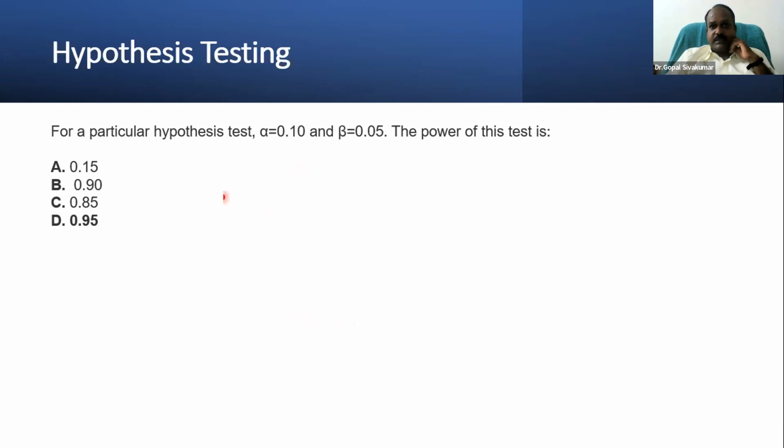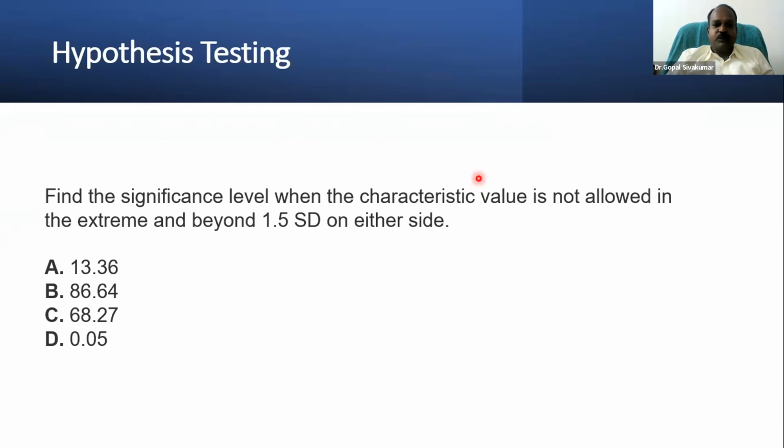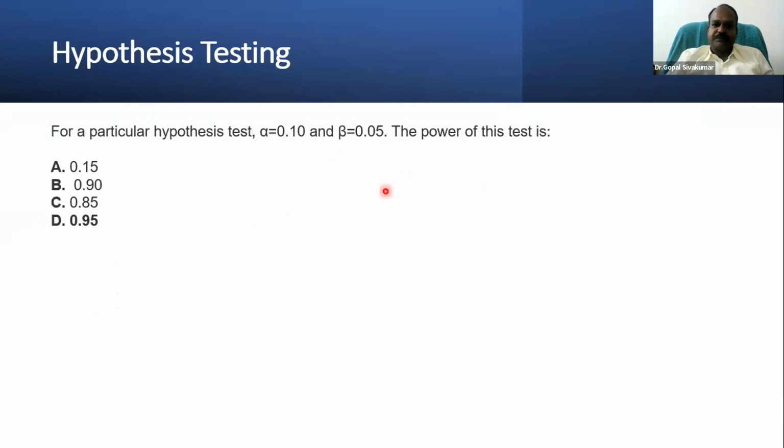Right. Now let us take this question. For a particular hypothesis testing, alpha equal to 0.1, beta equal to 0.05. What is the power of the test? Will you be able to find out the power of the test? Alpha, beta are given. Will you be able to find out the power of the test? This is a direct question, though numbers are there, you don't have to do any calculation. Why are you thinking so much?